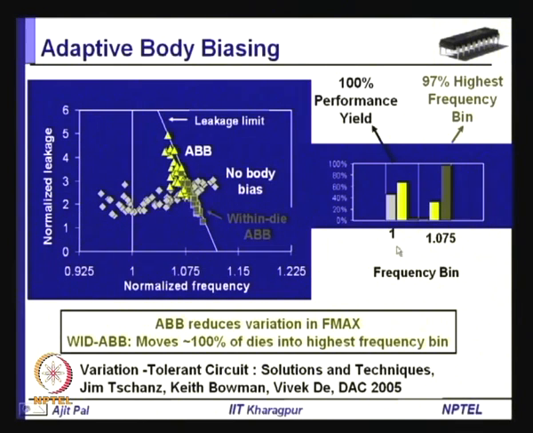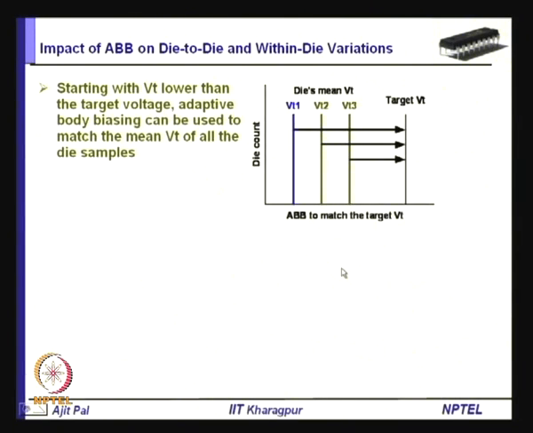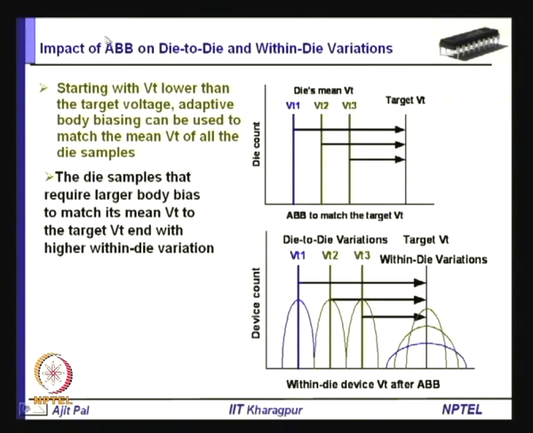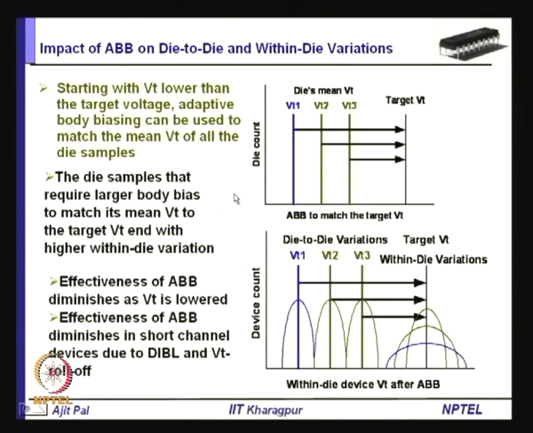As you can see, most of the devices, those red plots correspond to within die adaptive body biasing, and yellow plots correspond to a single body bias for the entire die. So, this shows how adaptive body biasing can be used to improve the yield. This also shows the impact of adaptive body biasing on die to die and within die variations.